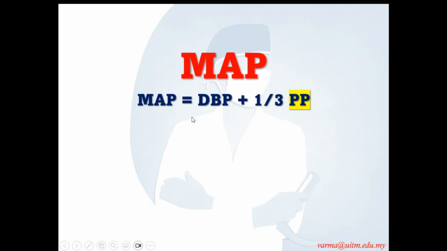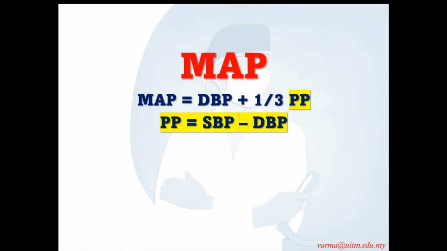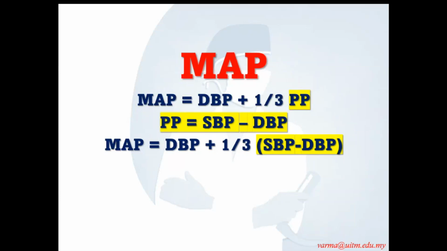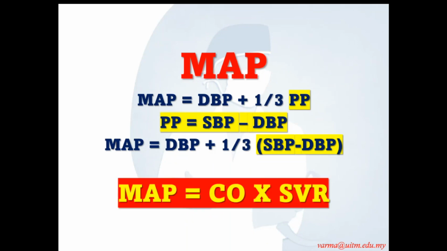We know the simple equation that we learned during undergraduate studies: MAP is equivalent to diastolic blood pressure plus one third of the pulse pressure. Pulse pressure is merely the difference between systolic and diastolic blood pressure. So MAP is diastolic blood pressure plus one third of systolic minus diastolic. This is what we learned from the beginning, but we are not interested in this. We want to look into the equation that relates flow, pressure and resistance.